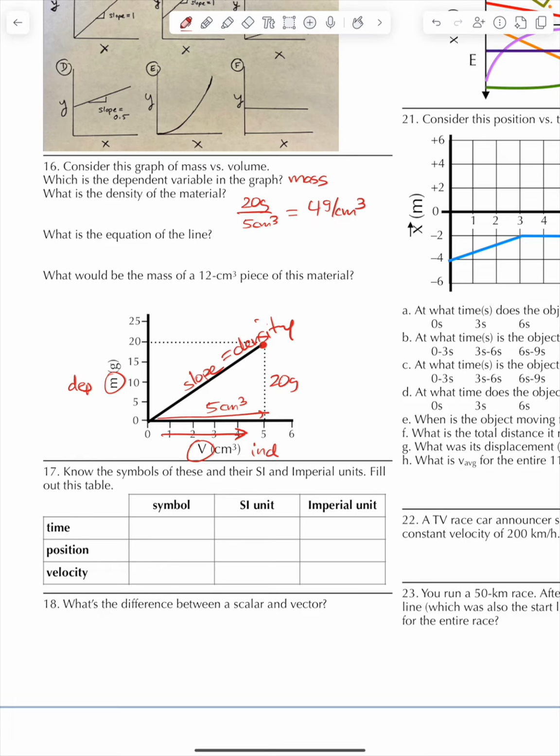But also, we learned in that lab, if you didn't already know it, that density equals mass over volume. You might want to write that down in your notes. Hint, hint.